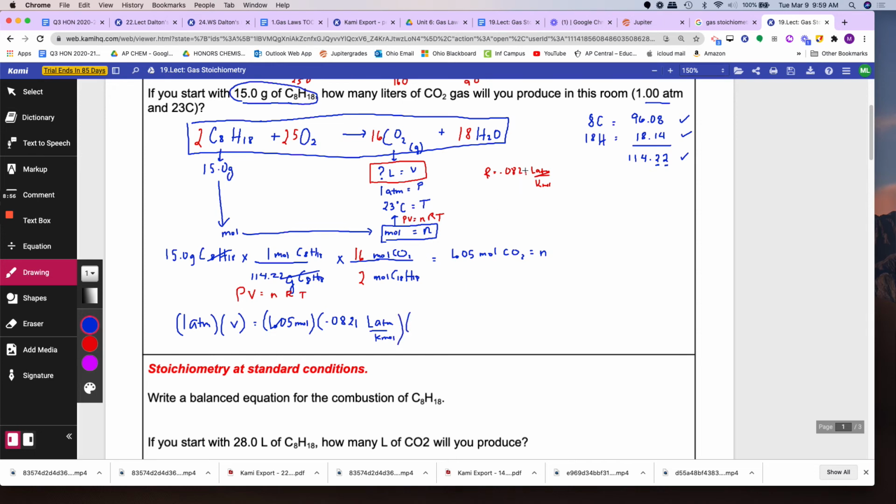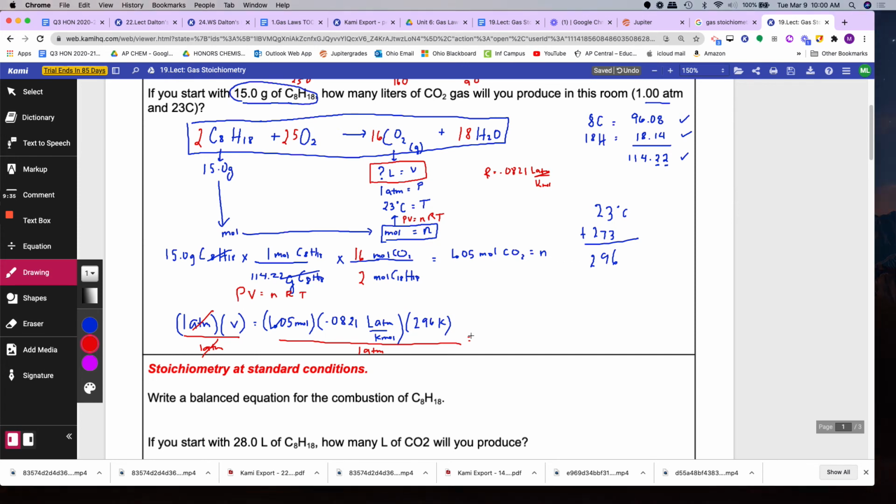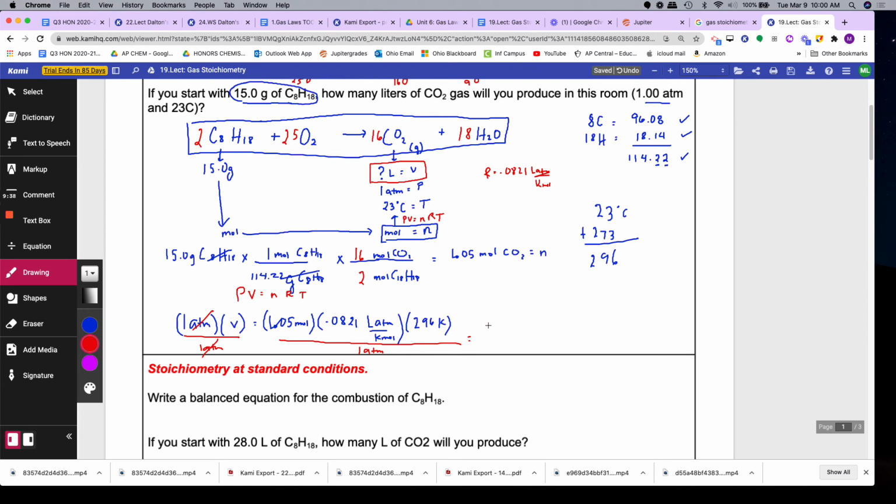And temperature is 23 with no decimal places plus 273. I'm not going to use the decimal places. I don't need it. So 296 Kelvin. Okay, to solve for this, I'm going to divide both sides by 1 atm and plug that in. 1.05 times 0.0821 times 296, divided by 1, equals 25.5.